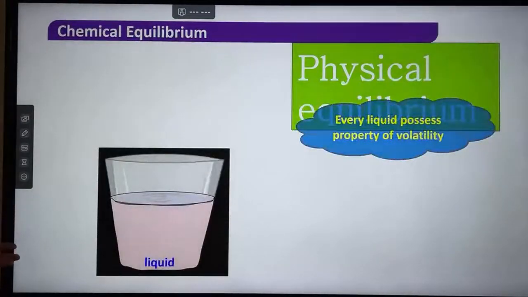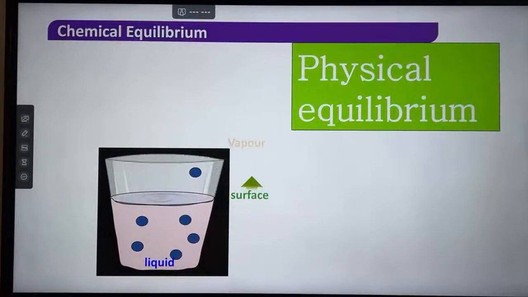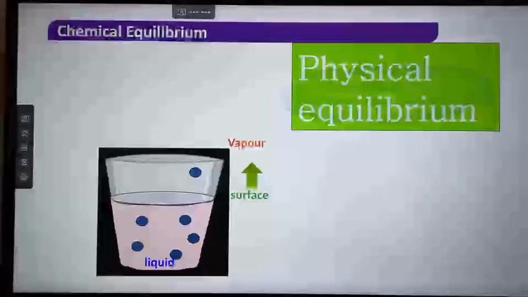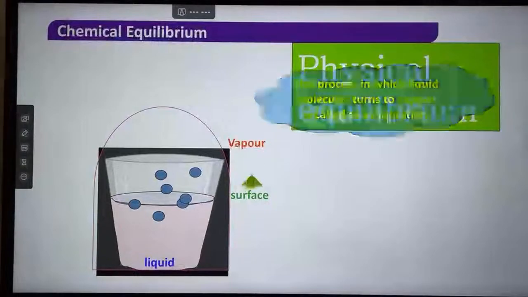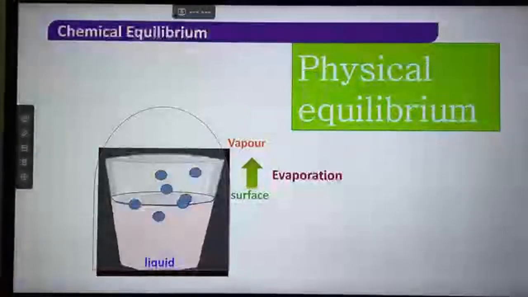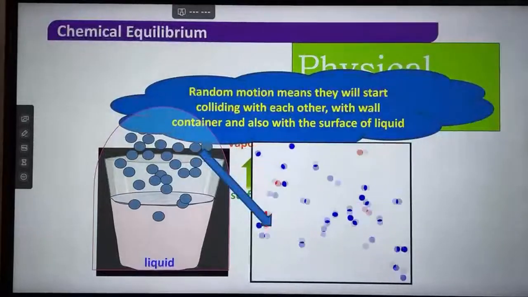Physical equilibrium is basically liquid water going into gas, and if it escapes, very nice animation. Vapor coming back. Now you just close it. Vapor comes back to the liquid form. So vapors are formed, and vapors again go back into the liquid form.